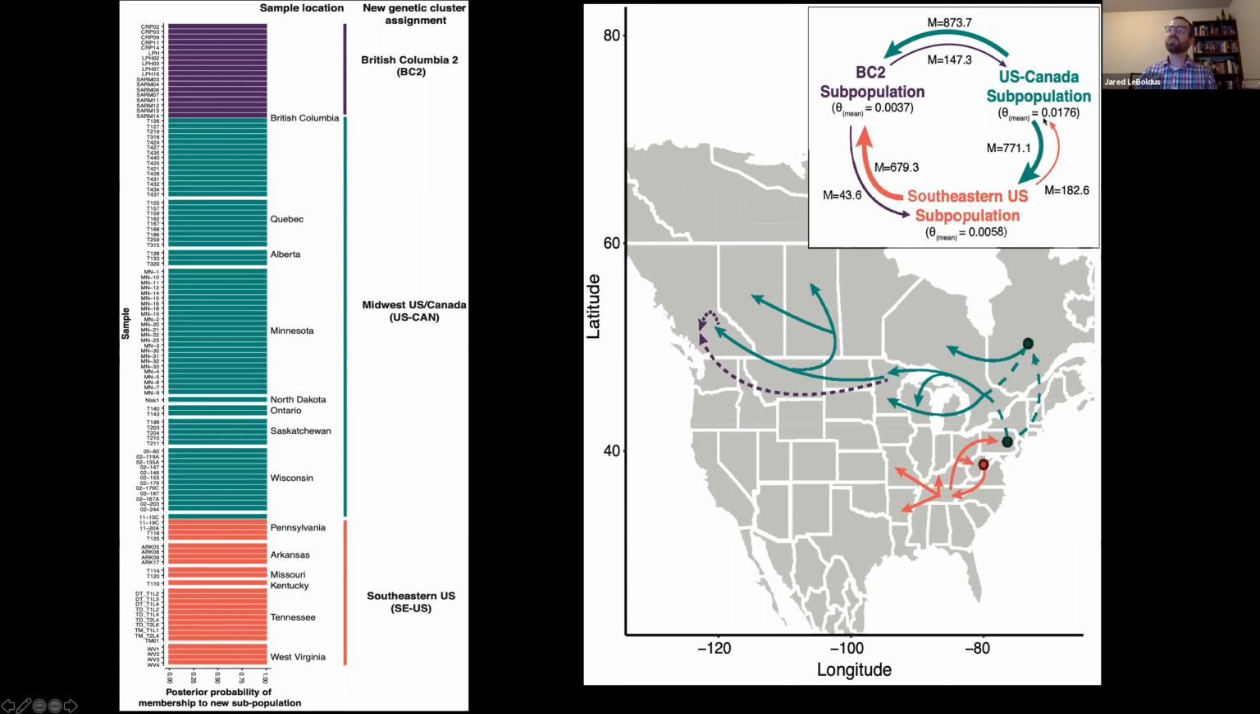And most of the other gene flow seems to be coming out of the US-Canada population. So that's this big teal color that occupies the center of the continent. And there's movement back and forth between them, but most of that movement seems to be coming out of the US-Canada subpopulation.